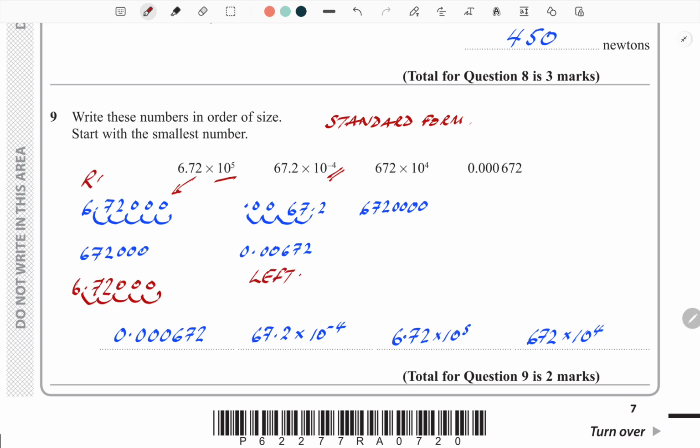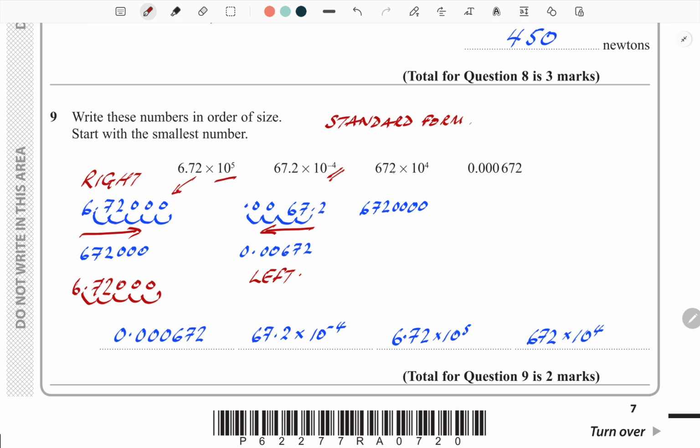This one moves to the right, because you're making the number bigger, and 10 to the minus 4, so 10 to the negative power, will make the number smaller, so you move the decimal place to the left, all right? So that one that way, and that one that way. And that results in 0.00672, etc.